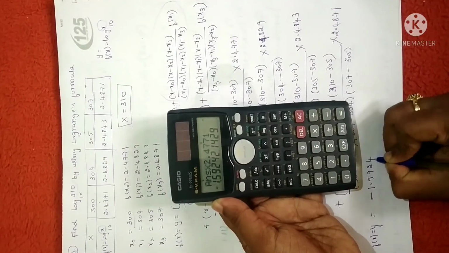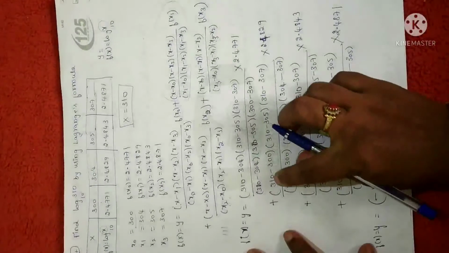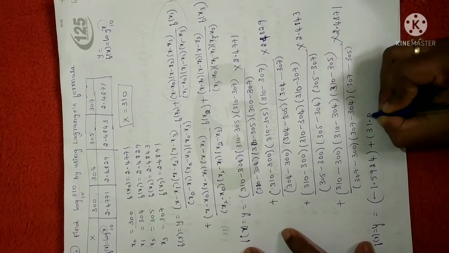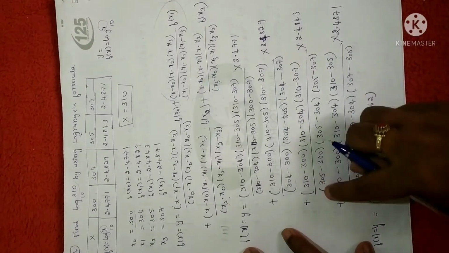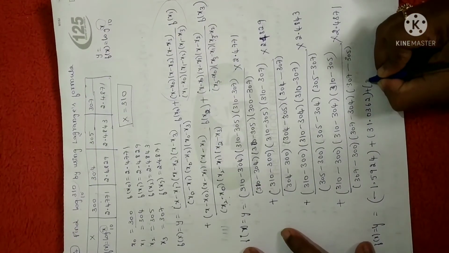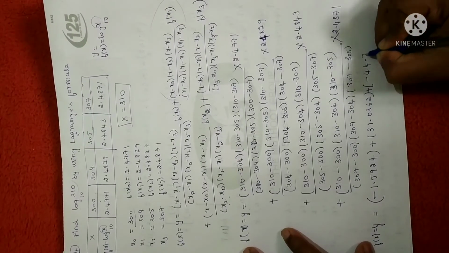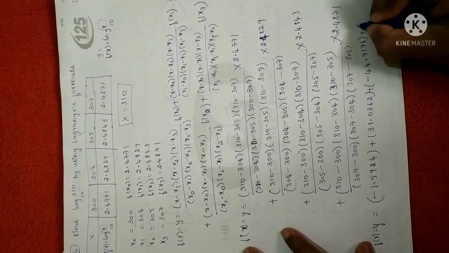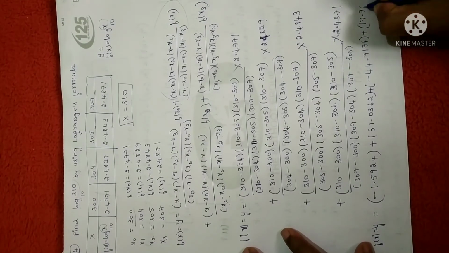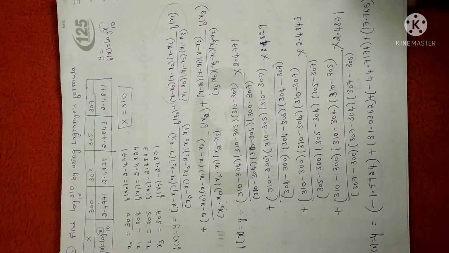Minus 1.5924 first term. Similarly, simplify the second term using the calculator. You will get 31.0362. Next, simplify the third term using the calculator. You will get minus 44.7174. Plus simplify the fourth term, you will get 17.765. Use the calculator. Clear?